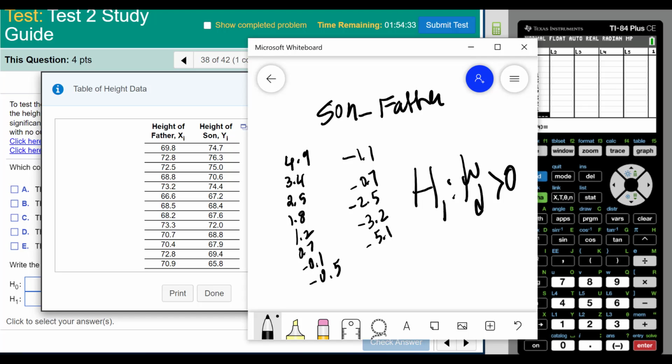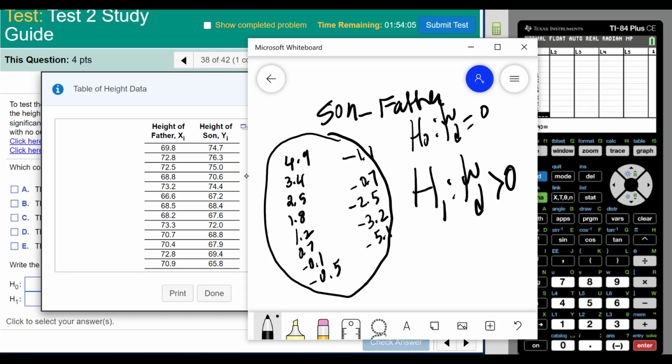But if you did father minus sons, if the sons are taller than their fathers, then the fathers are shorter. So you want the difference to be negative in this case. But all those problems will have numbers of opposite signs in this case. And H0 will always be mu of d equal to 0. And what you do here, forget about the heights of the fathers and heights of the sons. You're just going to use this data set, which is called the difference.